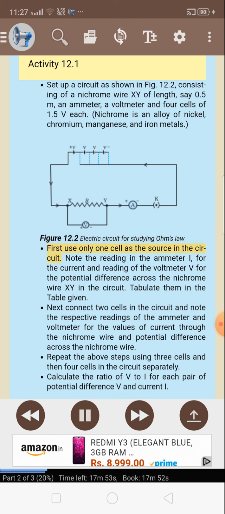First, use only one cell as the source in the circuit. Note the reading in the ammeter I for the current and reading of the voltmeter V for the potential difference across the nichrome wire XY in the circuit. Tabulate them in the table given.